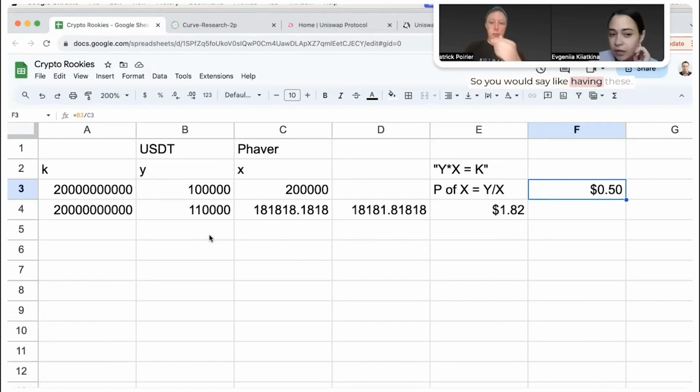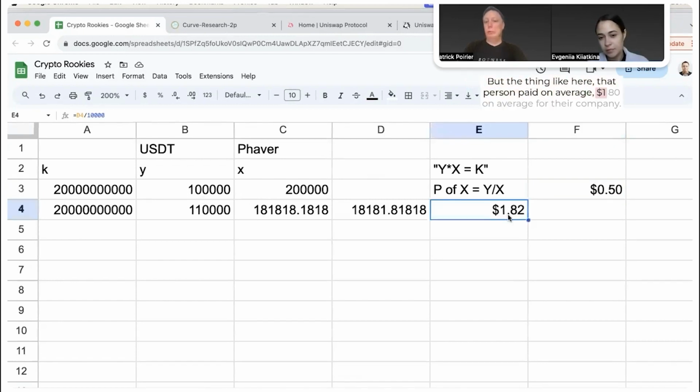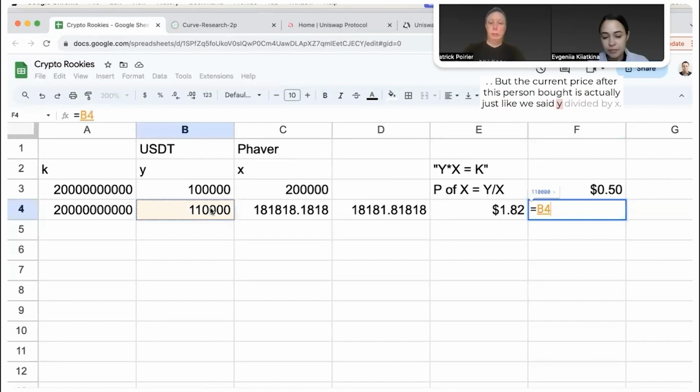So you would say having like 100K of USDT in the pool, it's not enough, right? It depends how your users will be buying. If you have whales that buy for $10,000, and $100,000 in the pool, it's not enough. But I think here, that person paid on average $1.80 for their tokens, but the current price after this person bought is actually, just like we said, Y divided by X.